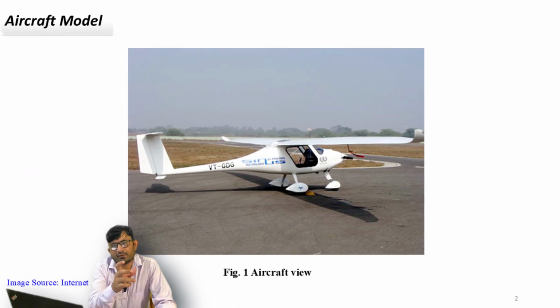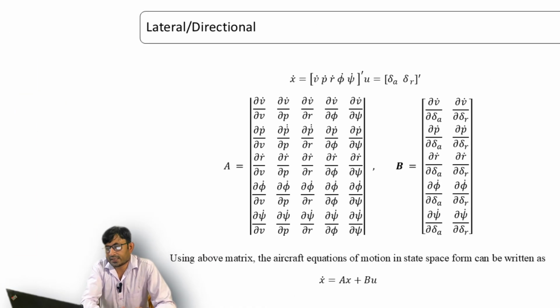The same model we will consider here. This is a motor glider. Okay, so in the lateral case we will have five state variables: sideward velocity v, roll rate p, yaw rate r, roll angle phi, and heading angle psi. And we will have two inputs, delta a as the aileron and delta r as the rudder.